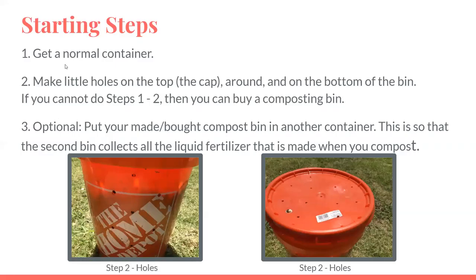So when you get started with composting, there are a few steps that you need to take. In bin composting, you obviously need a composting container. Your first step is to get a normal container and make little holes on the top or the cap, around, and on the bottom of the bin. If you can't do these steps, then you can go ahead and buy a composting bin. Another third and optional step is to put your made or bought composting bin in another container. This is so the second bin will collect all the liquid fertilizer that is made when you compost.